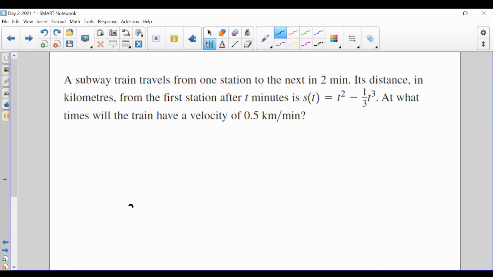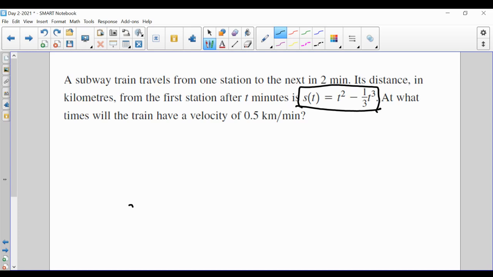So, a subway train travels from one station to the next in 2 minutes. Its distance in kilometers from the first station after t minutes is given by a function. At what times will the train have a velocity of 0.5 kilometers per minute? Now, let me remind you, and we did this when we were doing rate of change in the first unit, this function is a distance function, right? It tells you how far you are from a particular point. It's the distance from the first station.